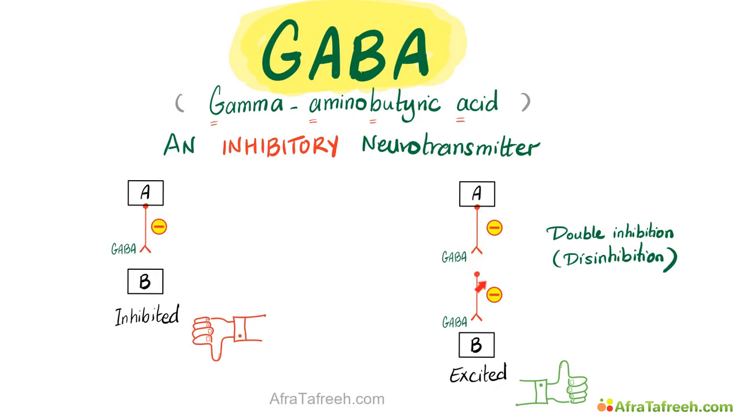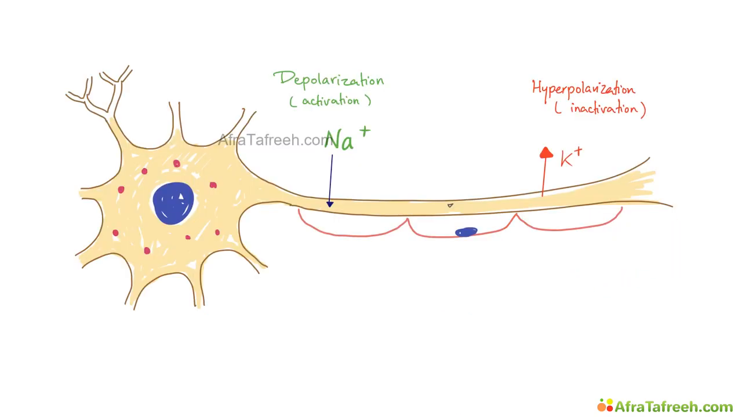But if we do double inhibition, what we call disinhibition, A will inhibit this, and this one will inhibit this. Inhibition of the inhibition is excitation. The negative of the negative is positive. The loss of the loss is a win. So while it is true that GABA is inhibitory, the net effect could be an excitation due to double inhibition. Let me remind you, sodium influx equals depolarization, which is activation, but potassium efflux is hyperpolarization or inactivation.